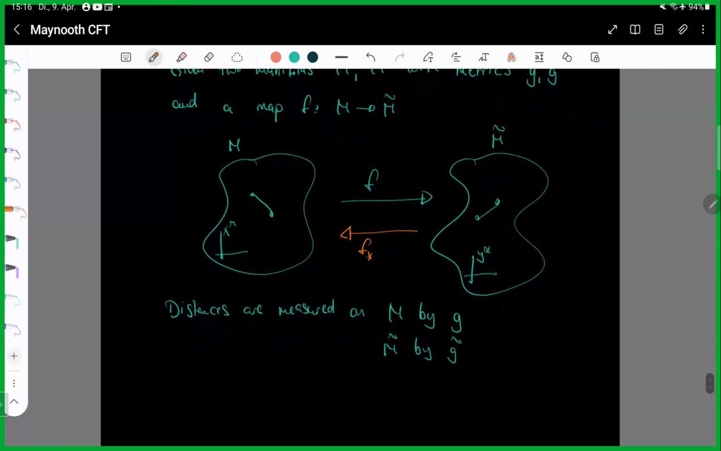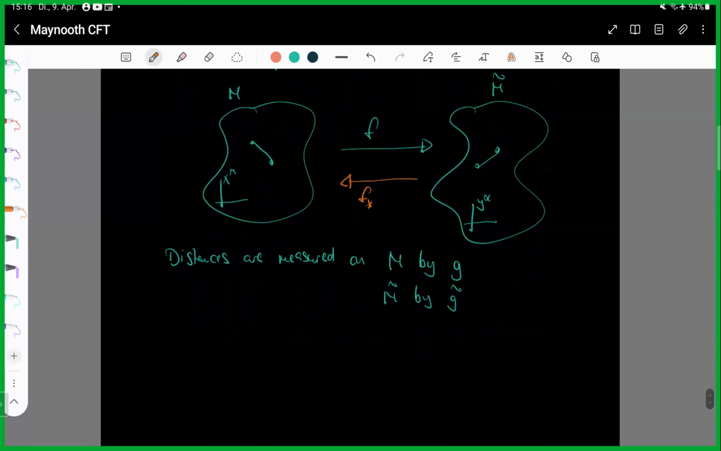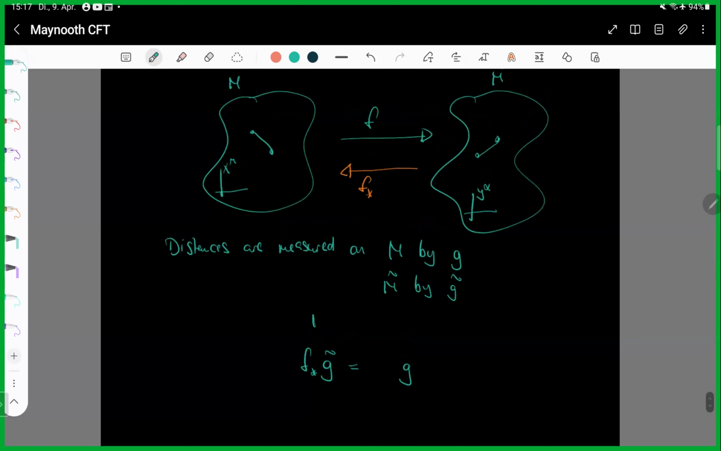The details are not super important, though you'll see in a bit what the details are. What this means is that you can take the metric on one manifold, G twiddle, and you can pull it back. That means you apply this map F subscript star, and basically what you get is the metric of M. So this here is on M twiddle, and this here is on M.